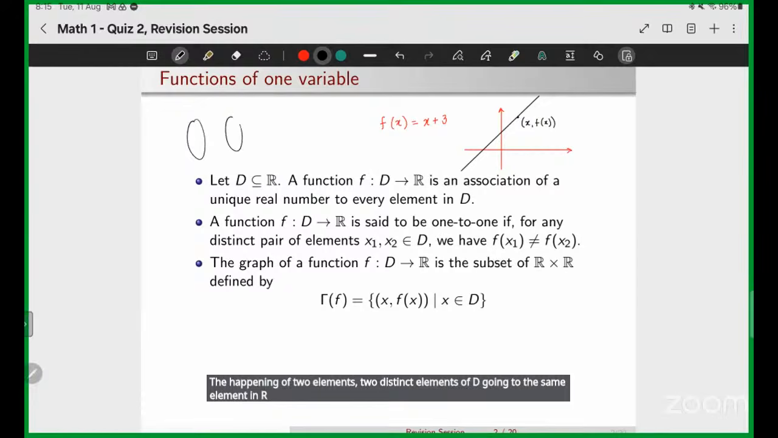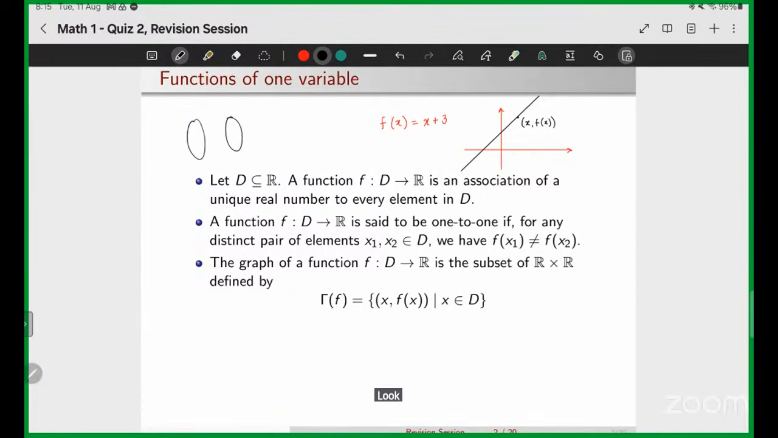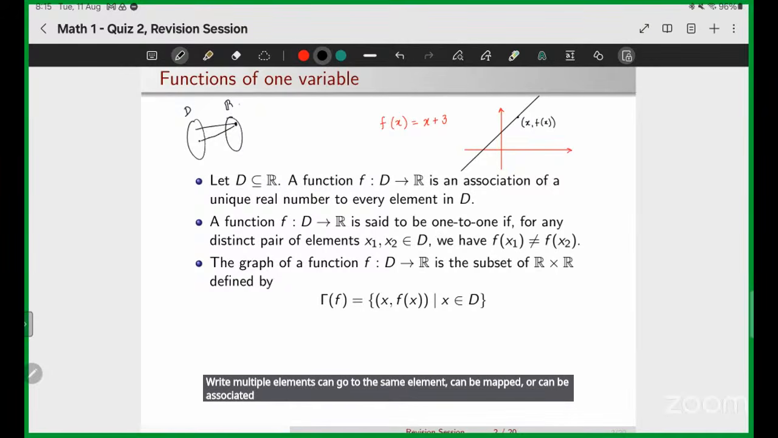If you look at it just as a mapping between elements of sets, this sort of situation cannot happen. The function itself prohibits such a thing, but this can happen, right? Multiple elements can go to the same element, can be mapped or associated to the same element.